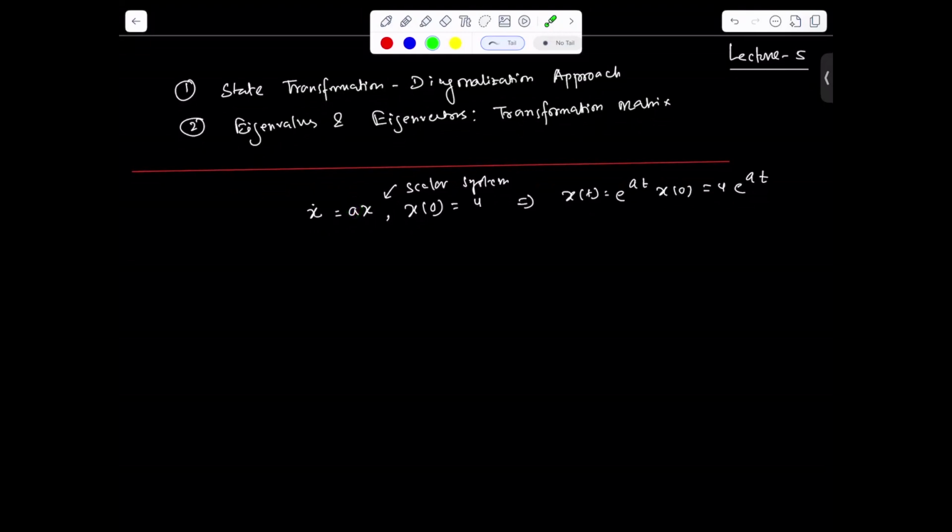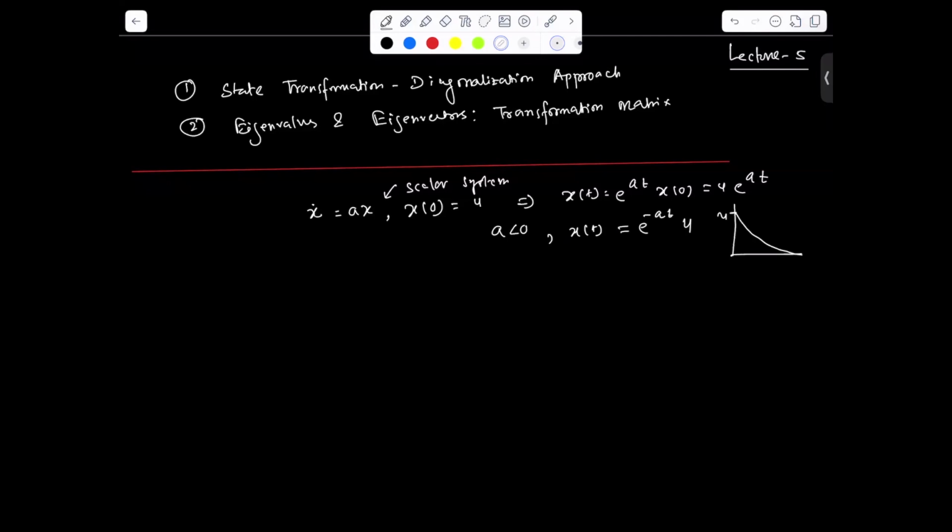So if A is, for example, negative, we can comment that x of t equals 4 e to the power minus a t. So the system will be something like this. It will start from 4 and it will exponentially decay to 0. So based on the polarity of A, we can comment whether the system is stable or not.